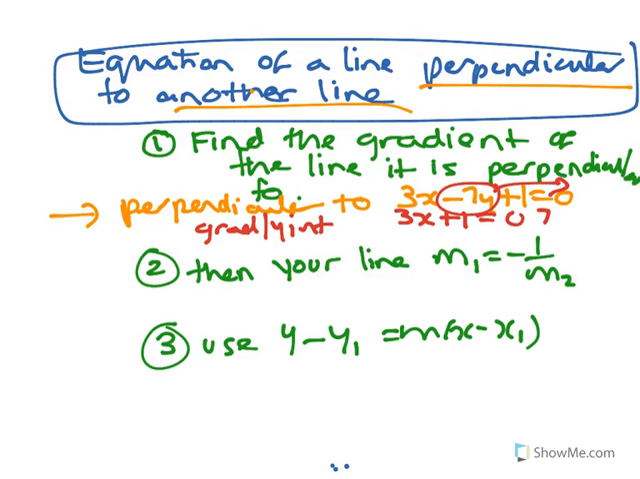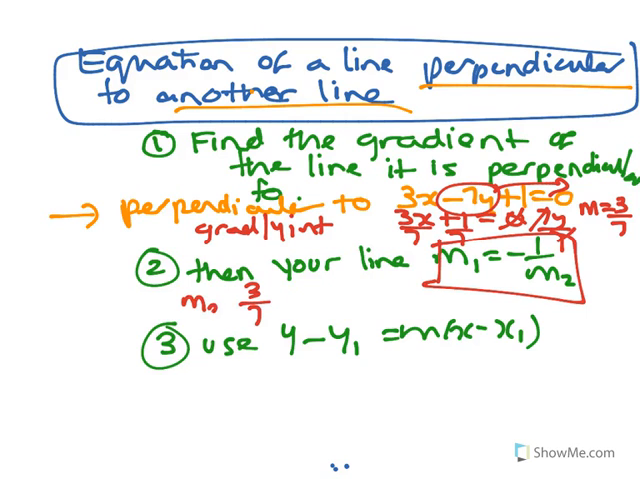Gradient y-intercept form, so it's 7y, and then divide by 7, and then because it's in gradient y-intercept form, I can find that equation. And then to get the gradient of your line, you have to flip it and change the sign. So if that was the gradient of the other line, then the gradient of your line would be minus 7 on 3. So you flip it and change the sign.